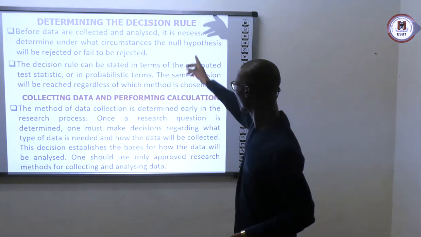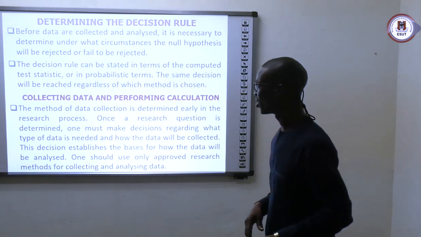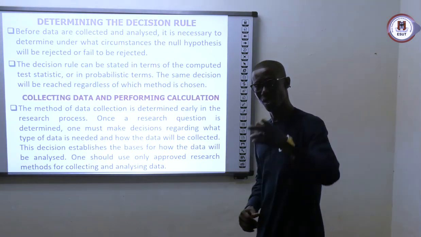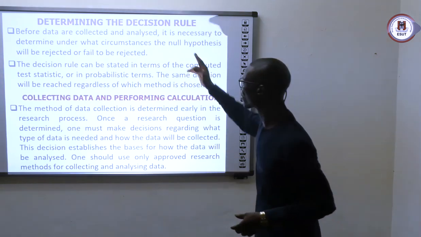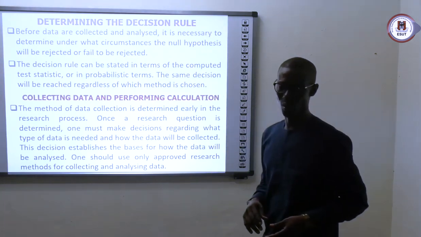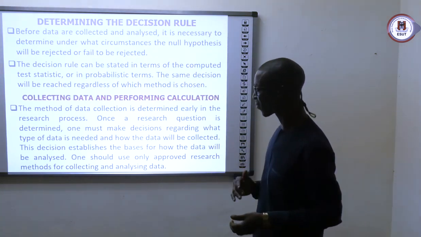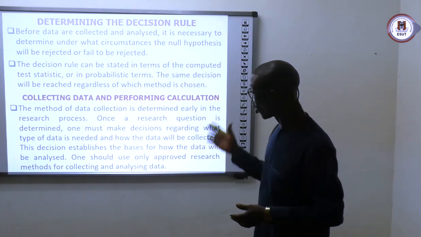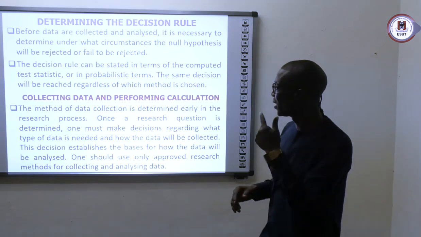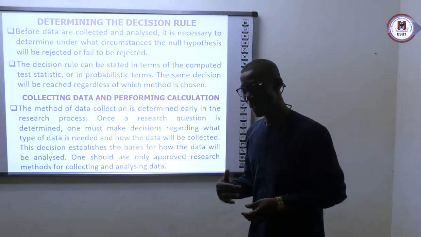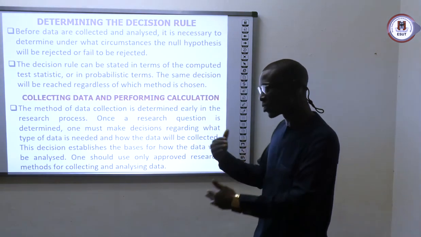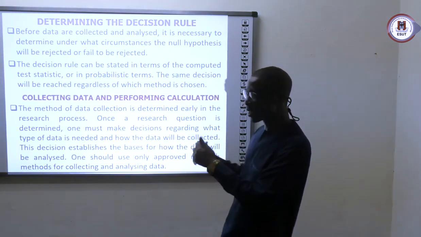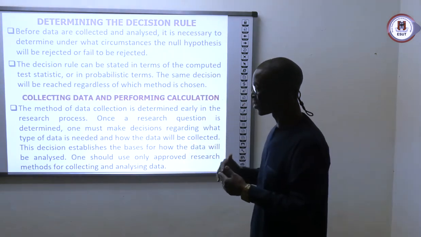Next, we look at determining the decision rule. How do we check our decision rule? The decision rule here depends on the significance level you are using, and also it depends on the hypothesis you stated. If you state your null hypothesis, the decision rule normally is guided by your alternative hypothesis in test statistics.